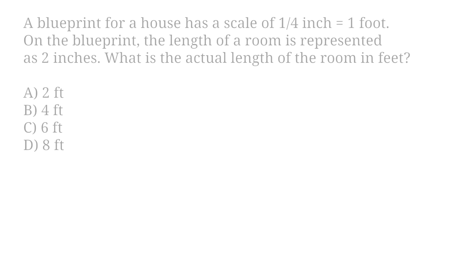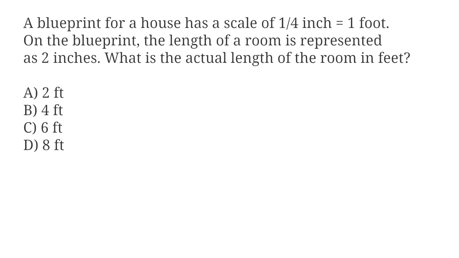A blueprint for a house has a scale of 1/4 inch equals 1 foot. On the blueprint, the length of a room is represented as 2 inches. What is the actual length of the room in feet? A. 2 feet. B. 4 feet. C. 6 feet. D. 8 feet.